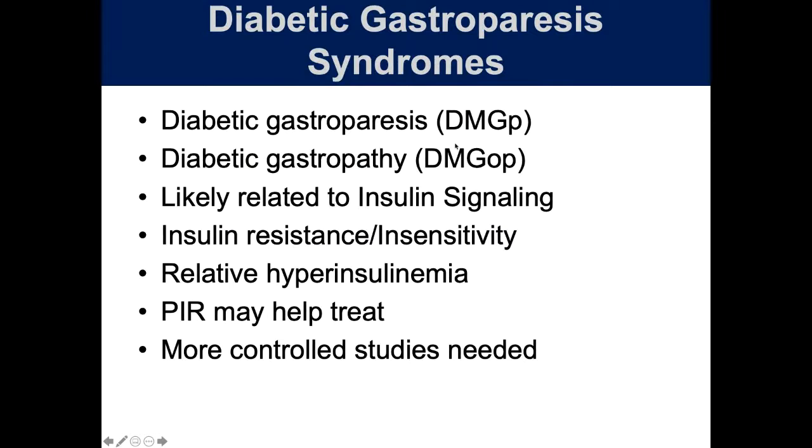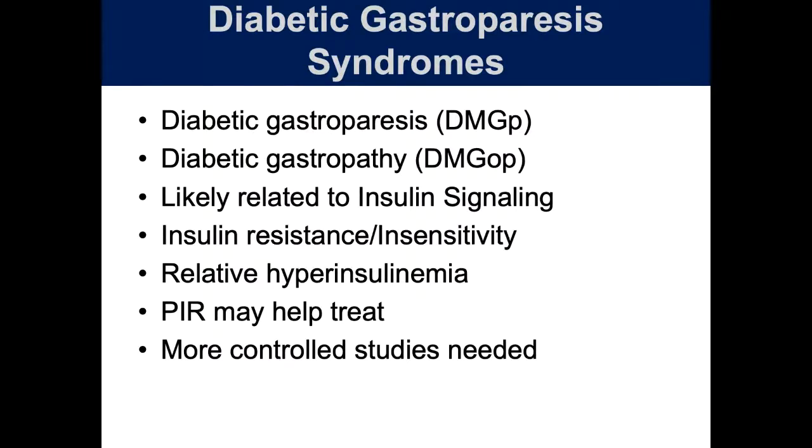There's diabetic gastroparesis, delayed emptying. There's diabetic gastropathy, where they have the symptoms and may not be delayed or may be rapid. And some of this may relate to their autonomic function as well. We just published a couple of weeks ago an article showing that you can predict whether it's delayed, very delayed, normal, rapid, or very rapid by the combination of electrical and autonomic measurements. It's likely related to insulin signaling, insulin resistance and sensitivity, maybe a role in hyperinsulinemia. This PIR, which I mentioned a minute ago, physiologic insulin resynchronization, may help.